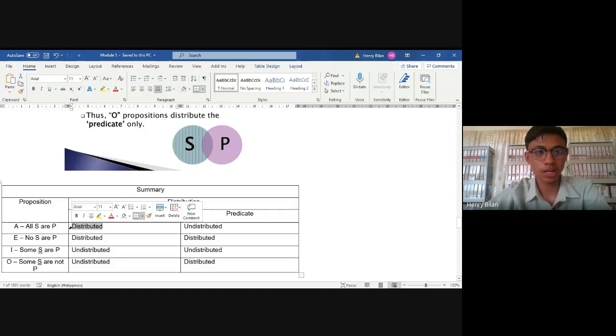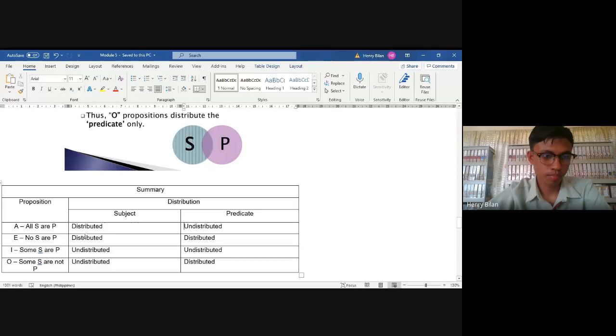So all S are P. Yung S, it includes all S. Kaya distributed siya. Yung P, undistributed. Ibig sabihin, sa class ni P, isa lang siya sa marami. Isa lang siya sa kabuuan. Okay?